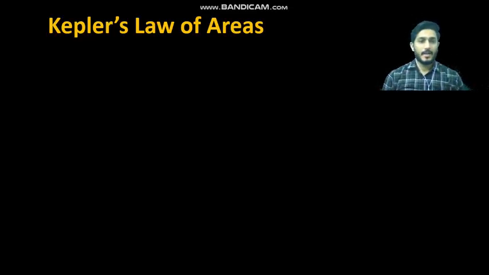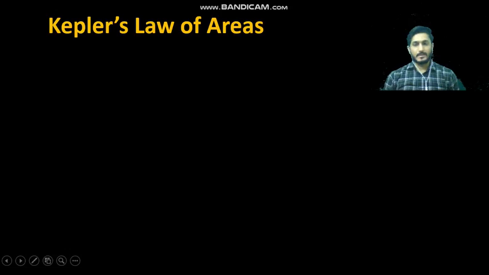Hi, I'm Mohsin Khan and today I'm going to teach Kepler's second law of planetary motion. It is also called the law of areas. It simply states that a planet sweeps out equal areas in equal intervals of time while revolving around the sun. So let me explain it to you in detail.